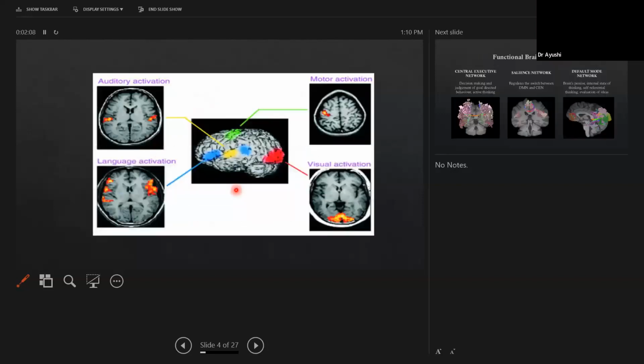For example, here in this picture, we can see that when a patient was asked to perform various activities, various regions of the brain were activated. For example, in visual activation, the occipital lobe, and auditory and motor. So various other regions were activated. So this is the basis of functional MRI. It has led to the defining of other networks.